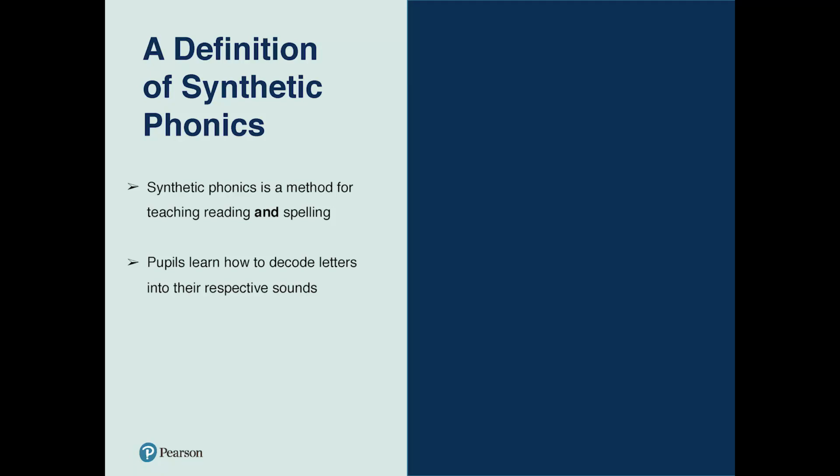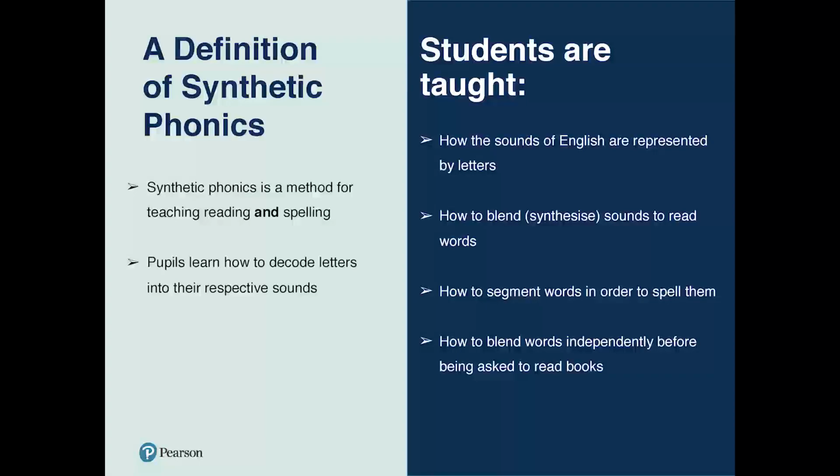In synthetic phonics, pupils learn how to decode letters into their respective sounds. And we are going to be talking a lot today about sounds and how they are made and how they are formed and how they are recorded in print. So for synthetic phonics, students are taught how the sounds of English are represented by letters, how to blend or synthesize, hence the word synthetic, sounds to read words, and how to segment them in order to spell them. Now those two middle bullet points are key, and those are terms worth getting your head around. Blending to read, segmenting to spell, and I'm going to unpack those concepts a little bit as we go through the webinar. And then of course students are taught how to blend words independently before being asked to read real books.